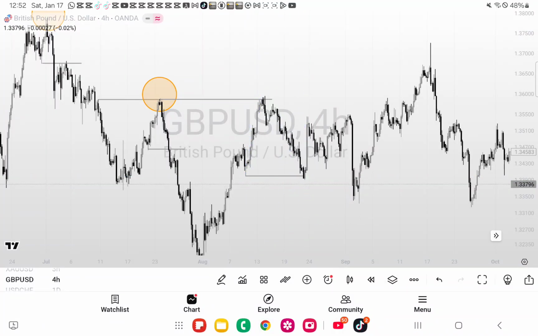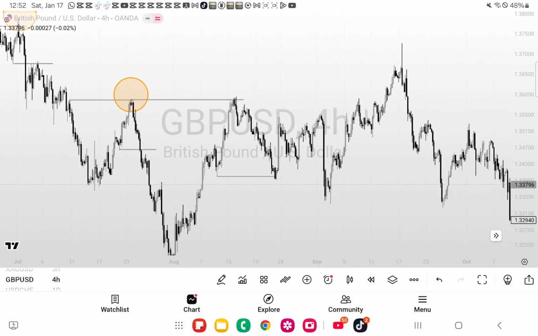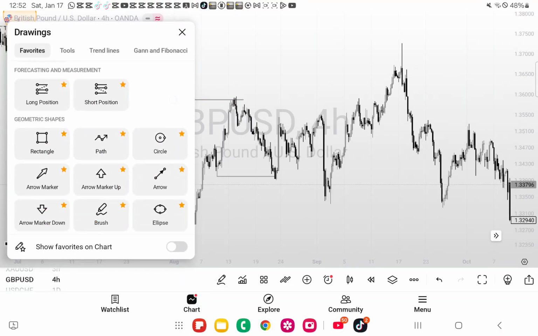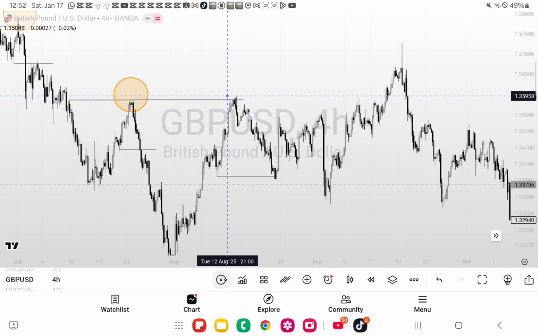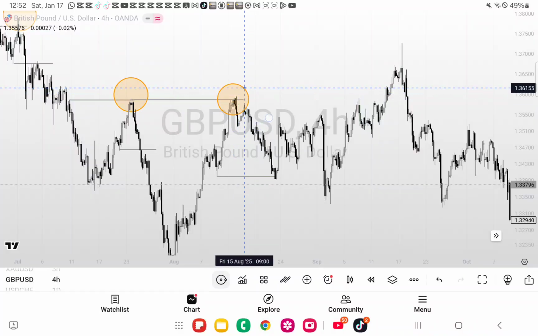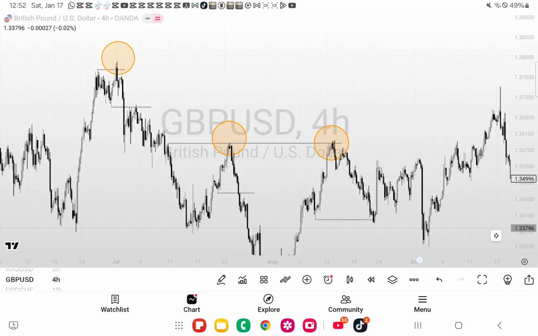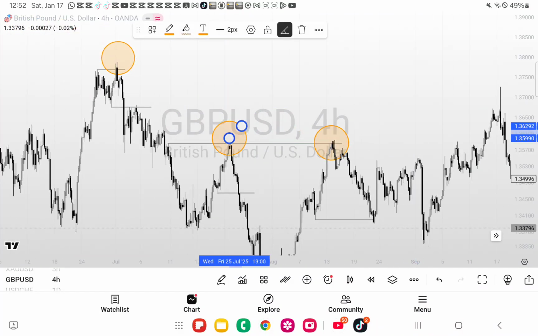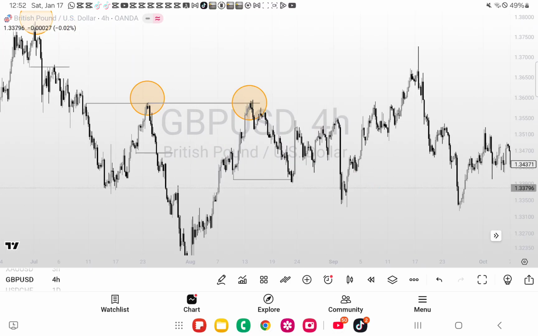That's the market structure shift. So we also have this range. Now we have this protected high. We have this strong high as well. So now we have this 1, 2, 3. We have 3 strong highs, right? So we are still pushing to the downside.